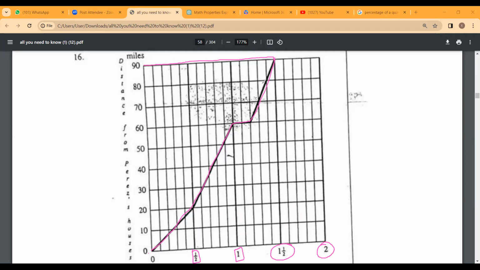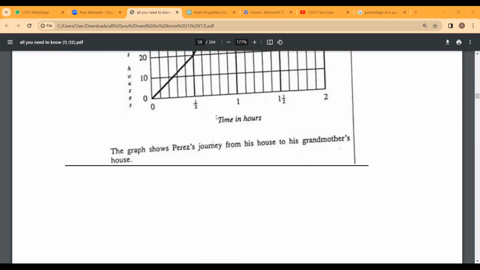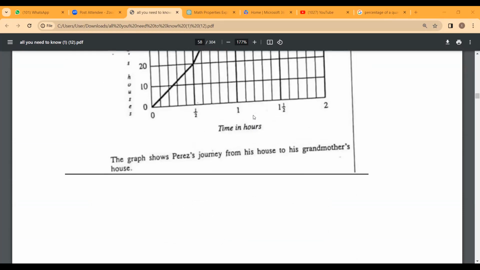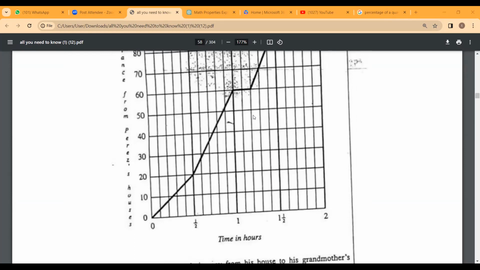Okay, so let's go ahead and answer the questions. Again, you don't have to write this down, we're just going over quickly. The graph shows Perez's journey from his house to his grandma's house. First question: how long did it take to travel the first 20 miles? So let's go back to the graph. How long did it take to travel the first 20 miles?